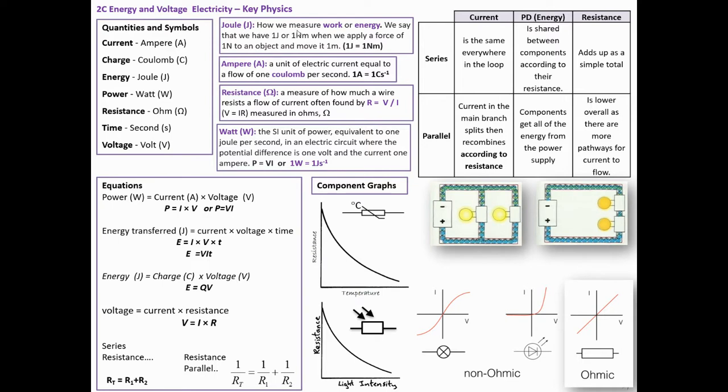Quantities then, so joules are how we measure work or energy. So you've got 1 joule, or 1 Newton meter, when we apply a force of 1 Newton to an object to move it 1 meter. That's a joule. That's all it is. It's like moving an apple, you could think of a meter across a desk.